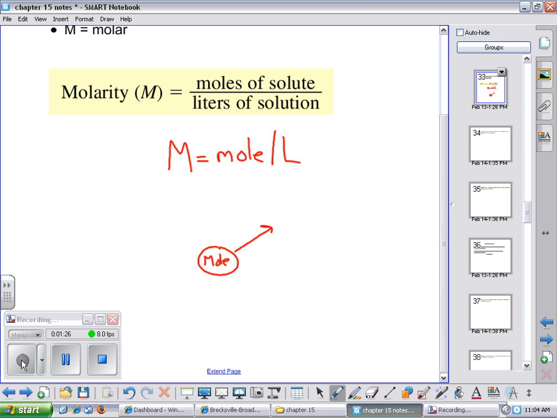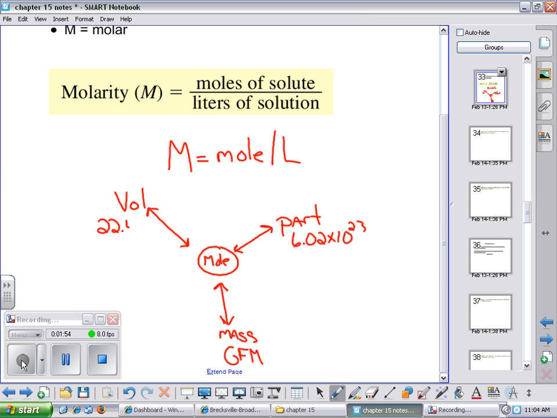and you want to go back and forth from particles, you have to use your 6.02 times 10 to the 23rd. If you want to go back and forth between mass, remember you have to use the gram formula mass. So get your periodic tables ready to go, because we're going to be using them. If you want to go to volume, you use your 22.4. But remember, this has to be at STP. You have to have standard conditions. It has to be 0 degrees Celsius. It has to be standard pressure.